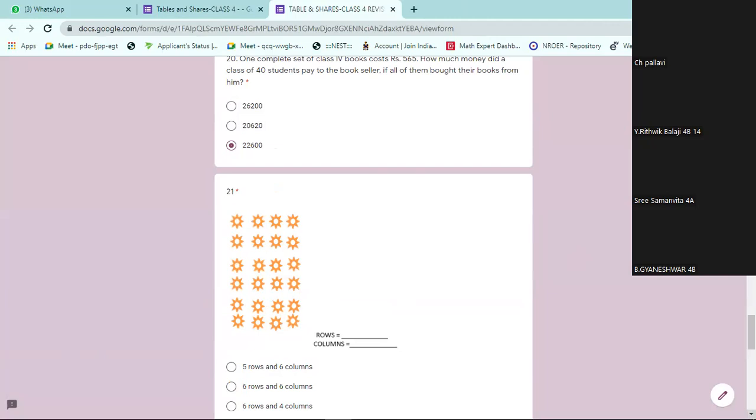Twenty-first question. From the 21st onwards, it is very easy. A diagram is given. You have to identify how many rows and how many columns there are. Horizontal things are rows. Vertical things are columns.